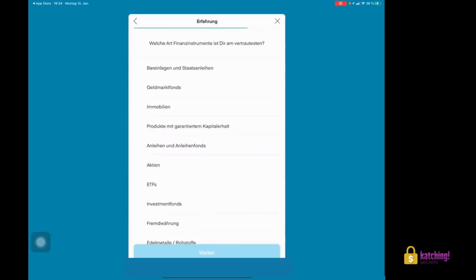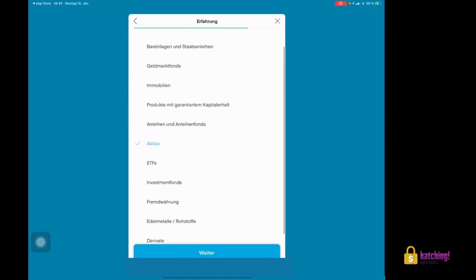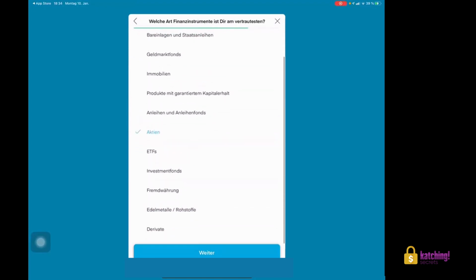So which type of financial instruments are you comfortable with? So what do you know? For example, it's cash, or it's a fund, or it's real estate, it's stocks, it's ETFs, it's investment funds, it's precious metals, derivatives. So just choose, for example, shares here, stocks and shares.